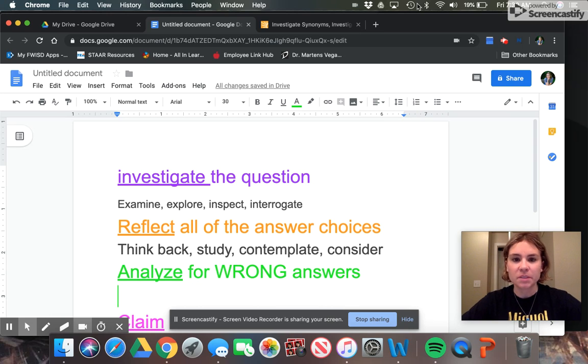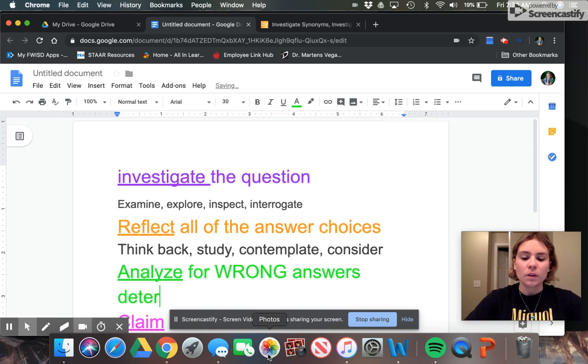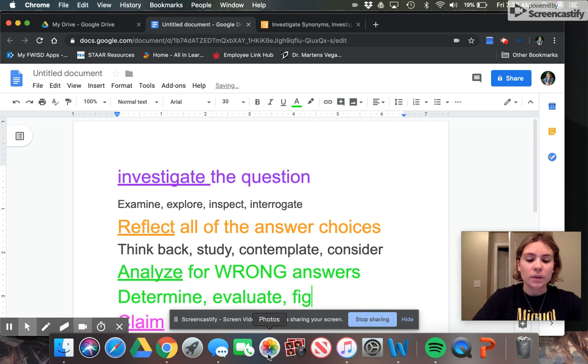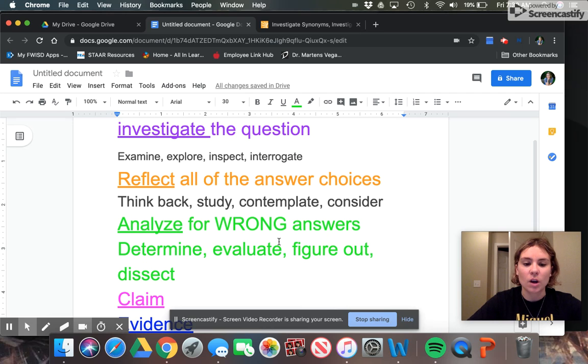So when I typed it in on thesaurus.com, I came up with a few: determine, evaluate, so you're evaluating all the answers. Are they right or wrong? Figure out and dissect. Break them apart, okay? Figure out which ones are right and which ones are wrong.